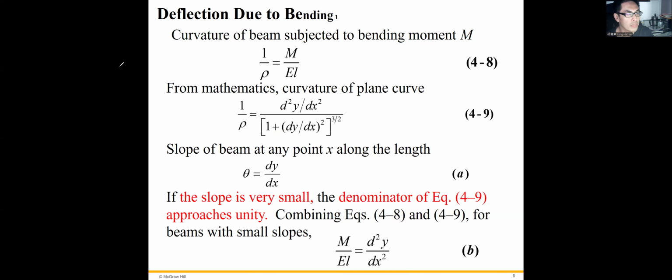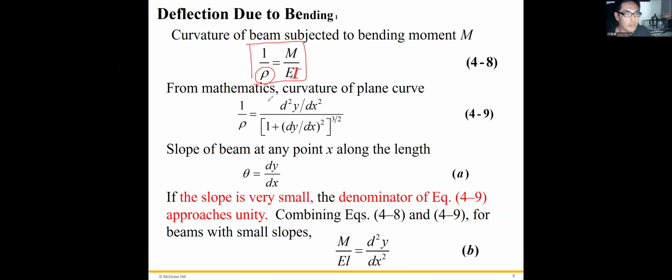Okay, so let's recap the curvature of the beam subjected to the pure bending moment. The curvature, rho: 1 over rho equals the moment divided by EI. Sorry, this is not L, it should be I here. It's just a typo, it should be I here.